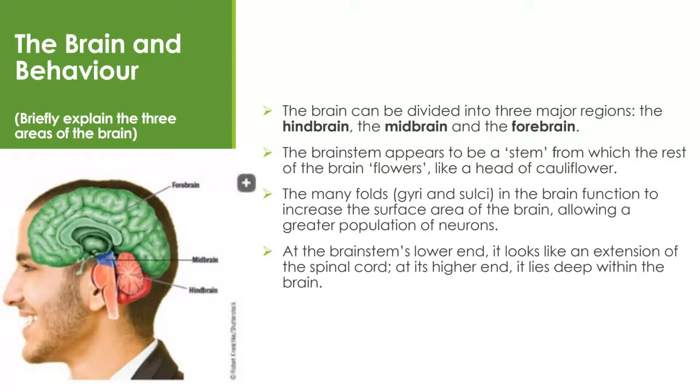At the top of your spinal cord is your brain stem, and the brain has little folds in it. Basically, the surface area of the brain is all compacted up. If you were to cut the brain open and lay it flat, you'd have an enormous surface area. But in order to condense everything into your brain, there are little folds which increase the surface area, which allows so many more neurons to work inside your brain. At the brain's lower end, the brain stem looks like an extension of the spinal cord, and at its higher end, at the forebrain, it's much bigger and lies deep within the brain.